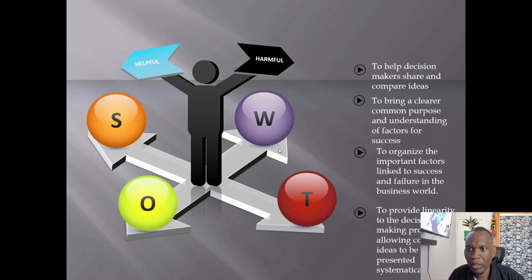So the aim of a SWOT analysis again is to help decision makers share and compare ideas, to bring a clearer common purpose and understanding of factors of success, to organize the important factors linked to success and failure in the business world, to provide linearity of the decision-making process, allowing complex ideas to be presented systematically. So you can see, it helps you, as I said before, to frame your position in the industry out there, your business, in a way that you can easily make decisions.